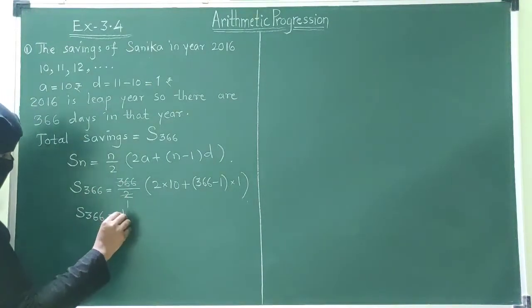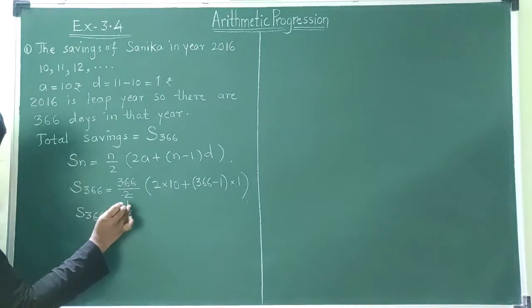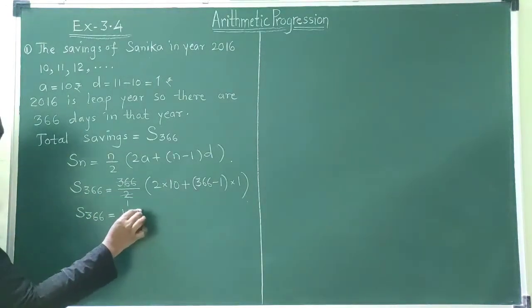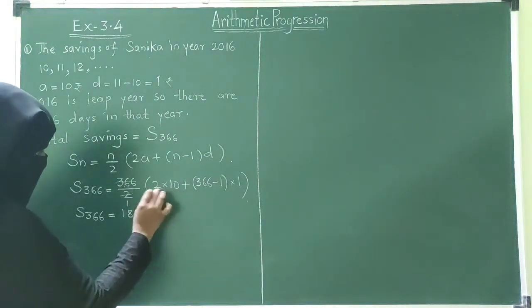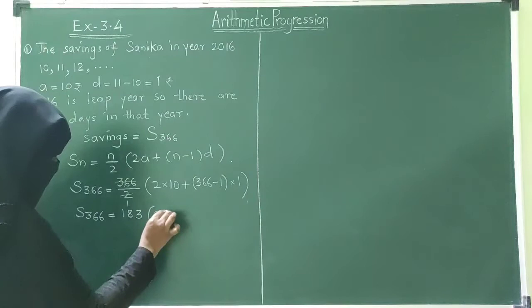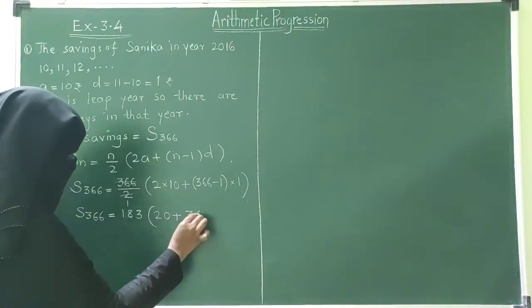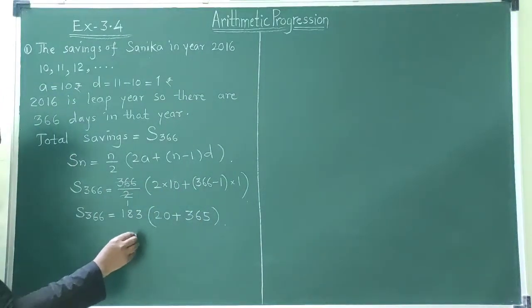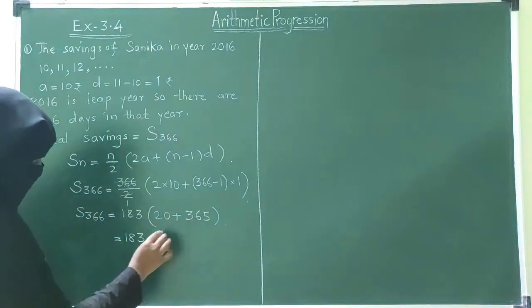2 1 जार 2, एक रहा. 2 8 जार 16, ये 16 हुआ. 2 8 जार 16, 2 3 जार 6. मल्टीप्लाइंग 2 10 जार 20 प्लस 366 माइनस 1, 365. 183 इंटू ब्रैकेट 385.